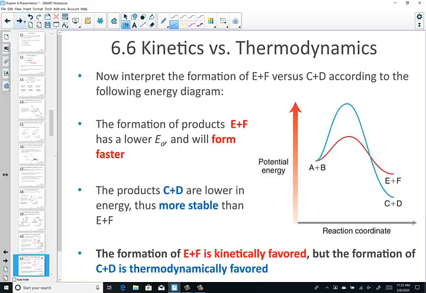Here we have an example where A and B have two different pathways. A and B in the blue pathway have a significantly higher activation energy than in the red pathway. So the red pathway would be favored kinetically. And in this blue pathway, because C and D end at a lower energy, this is going to be thermodynamically favored.